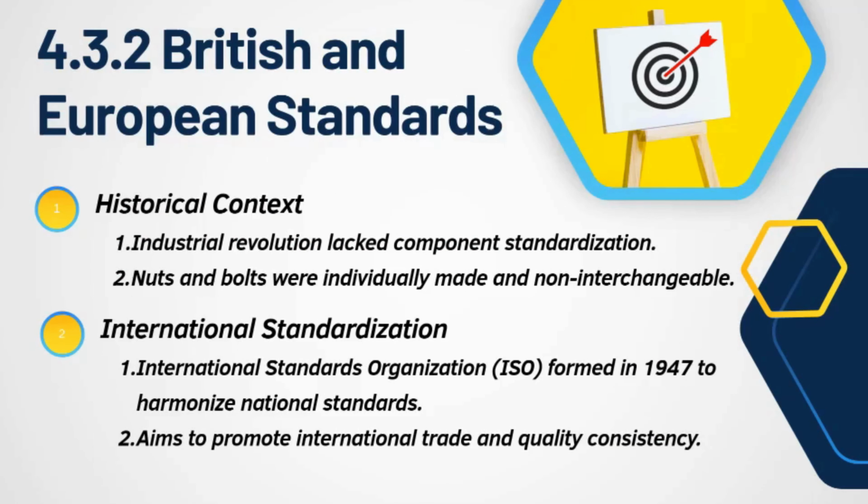4.3.2, British and European standards. For historical context, the Industrial Revolution led to component standardization. Nuts and bolts were individually made and non-interchangeable. Secondly, the international standardization. The International Standards Organization (ISO) was formed in 1947 to harmonize national standards. It aims to promote international trade and quality consistency.